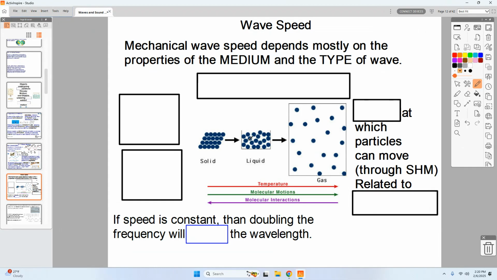Other people are like, no, I don't want to talk about that because I took that last year. What makes a solid different than a liquid? How close the proximity. Say it one more time. How close and constant these molecules are. Okay, so one thing, and thank you, how close the particles are together.